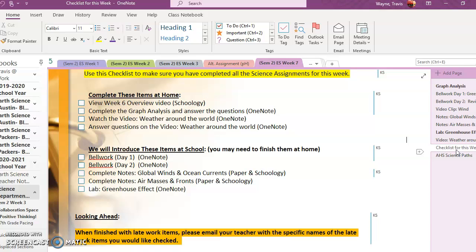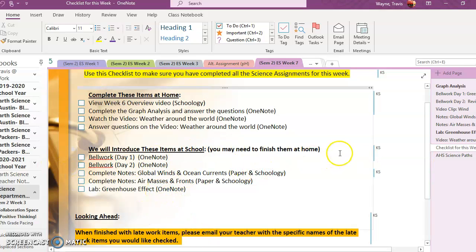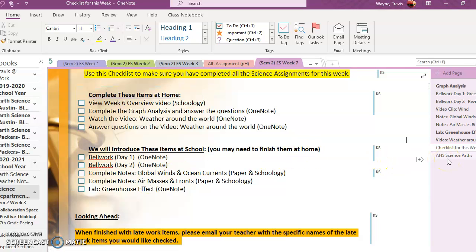Other than that, the last thing we're doing this week is the greenhouse effect, which is going to be involved in the lab. We'll be doing that either Monday, Tuesday, or Thursday, Friday. And we're actually going to dive in, look at how the greenhouse effect works and what happens with that.